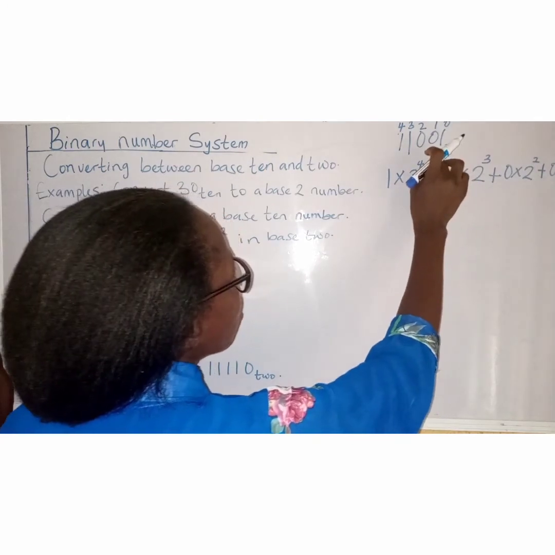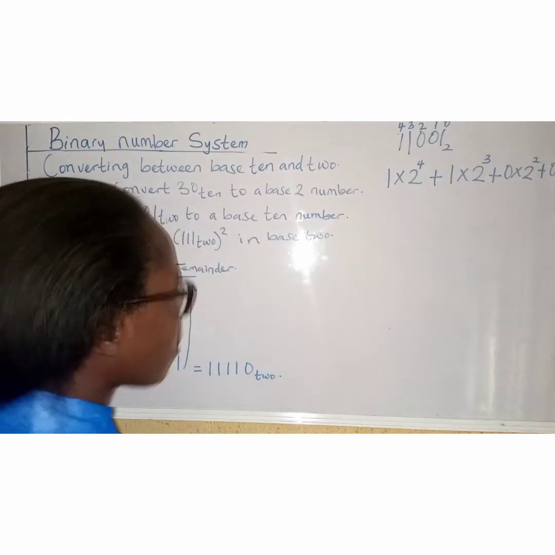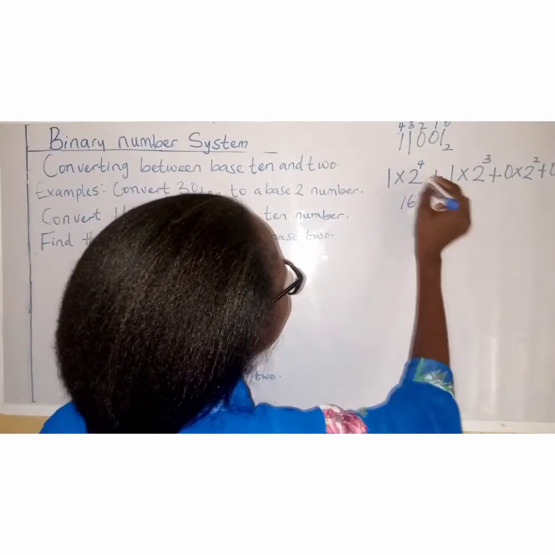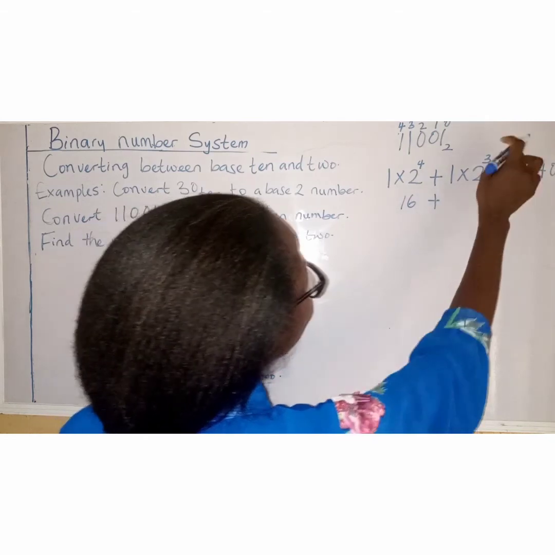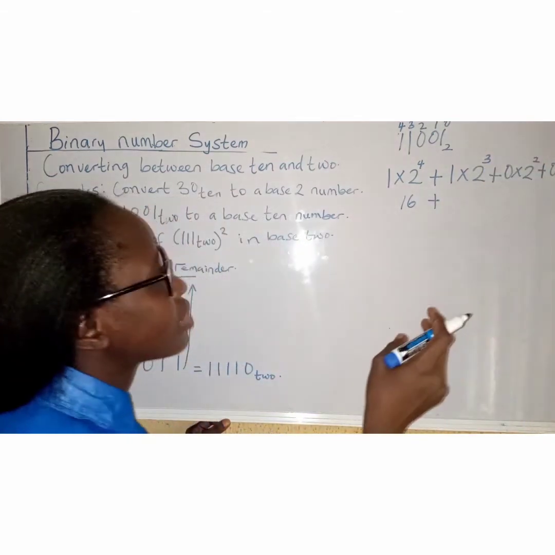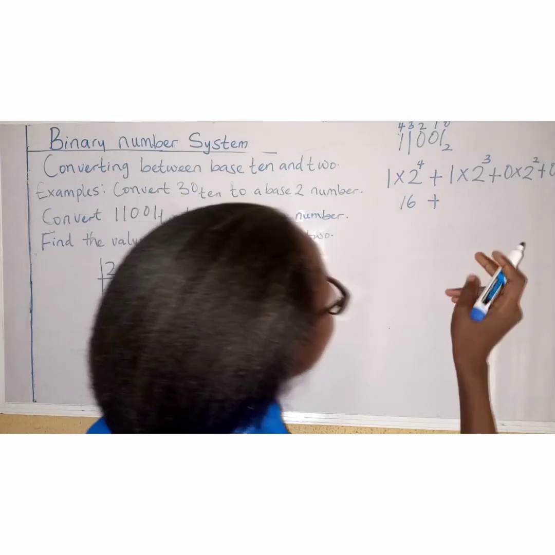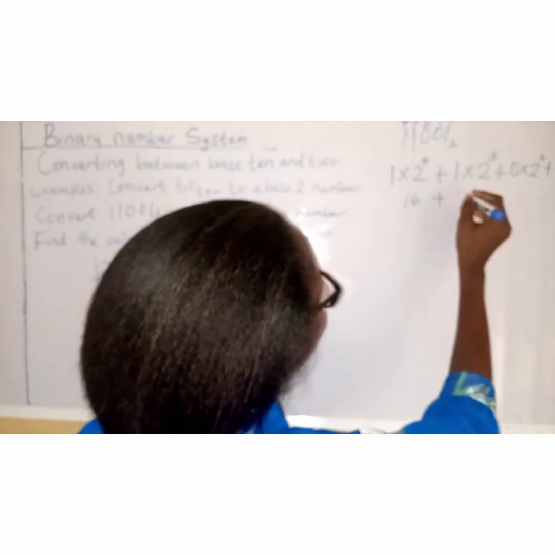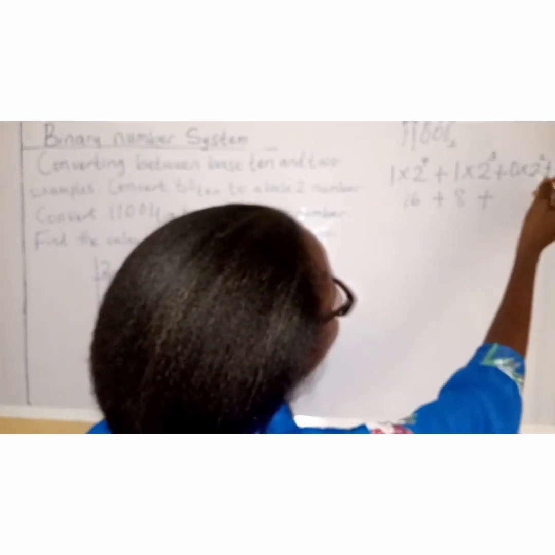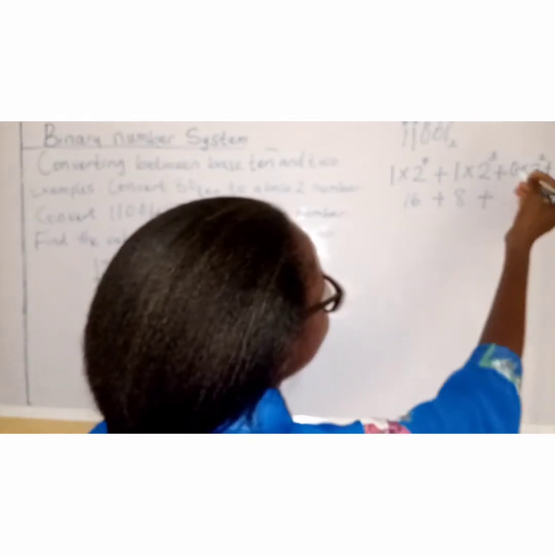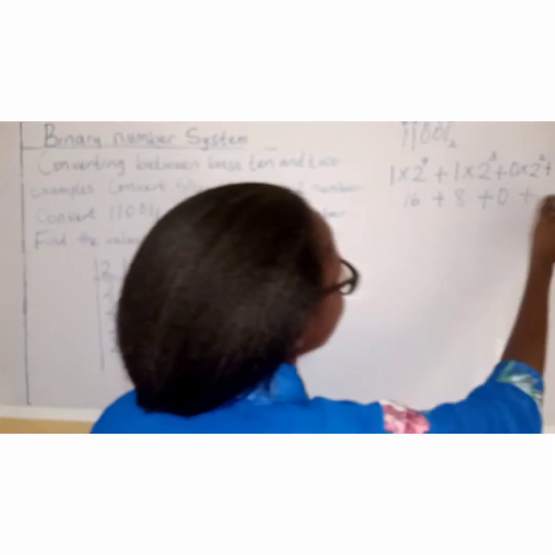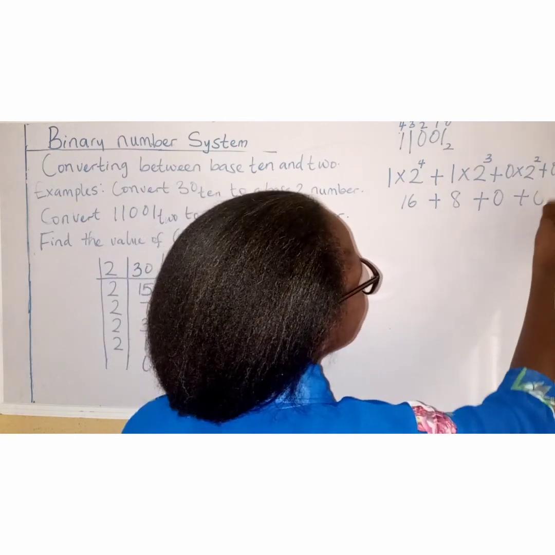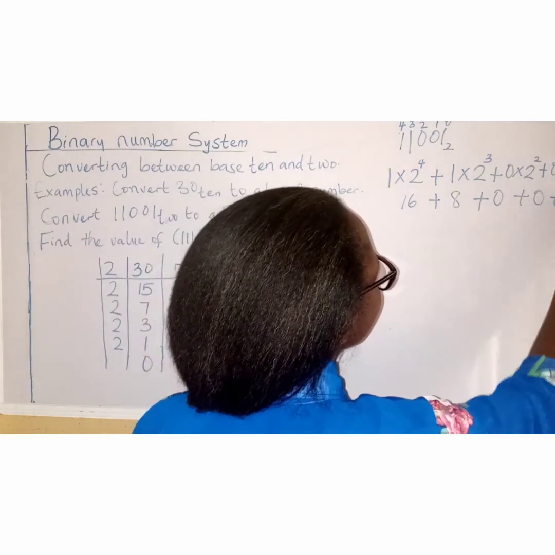2 raised to power 4 is 2 times 2, 4, 4 times 2, 8, 8 times 2, 16. So this is 16, because 16 times 1 is 16. 2 raised to power 3: 2 times 2 is 4, 4 times 2 is 8, 8 times 1 is 8. Then 2 raised to power 2 is 4, times 0, of course, is 0. Then 2 raised to power 1 is 2, 2 times 0 is 0, plus 1 times 1 is 1.